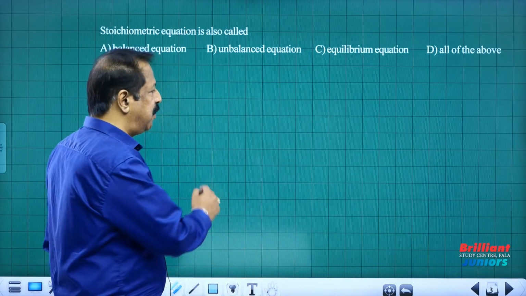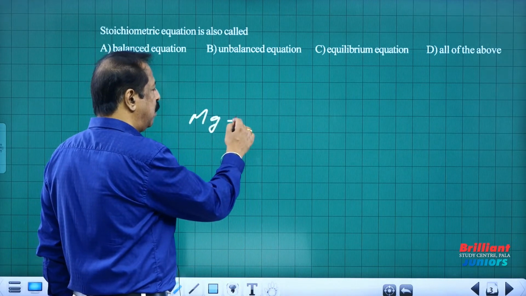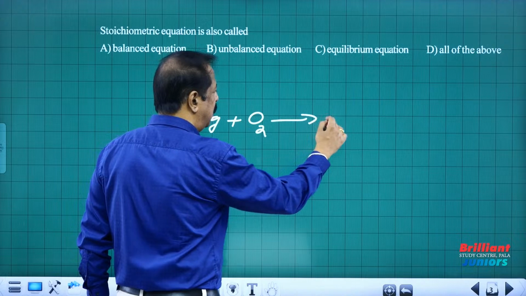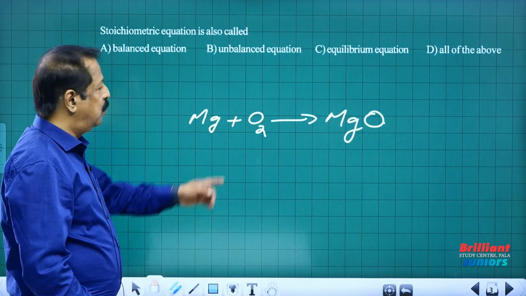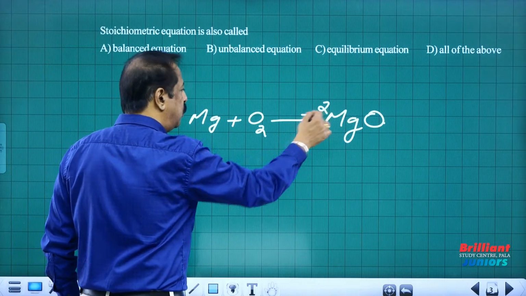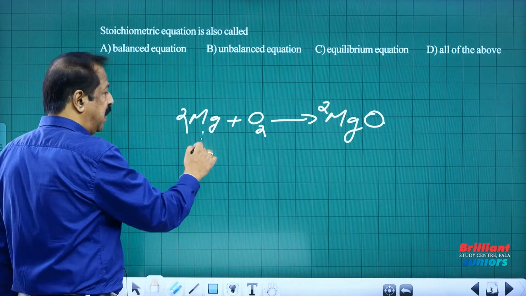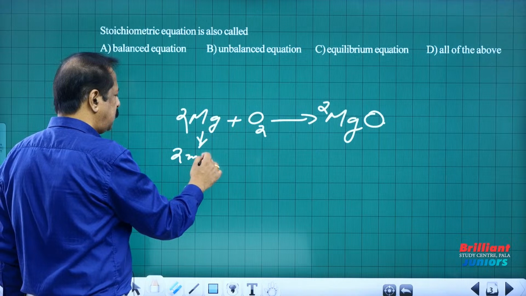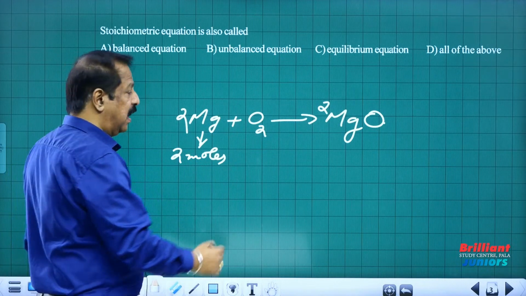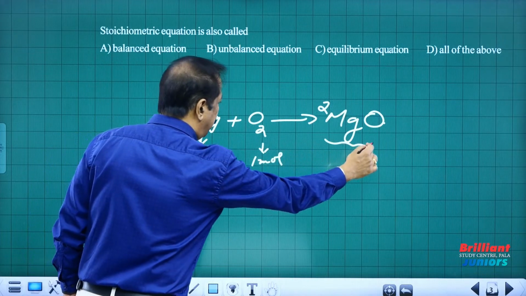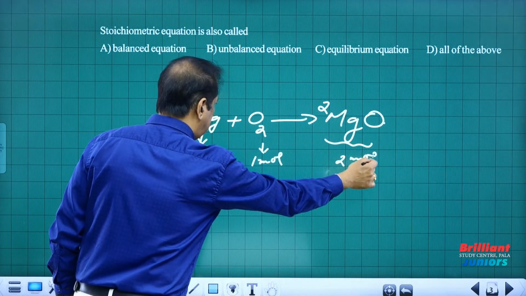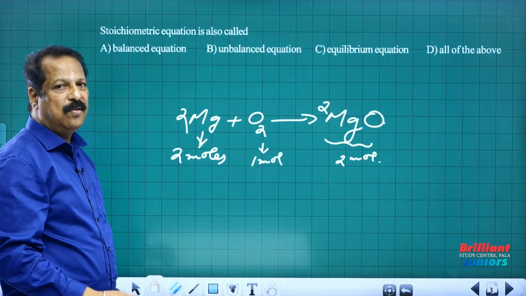So here I will give you an example: magnesium burned in oxygen, or combined with oxygen. The product is MgO. So here you have to balance. Oxygen is O2, so here you have to put 2, and here also 2. So here I have taken 2 moles of magnesium, and it requires 1 mole of oxygen, and the product formed will be 2 moles. So this is called stoichiometry.